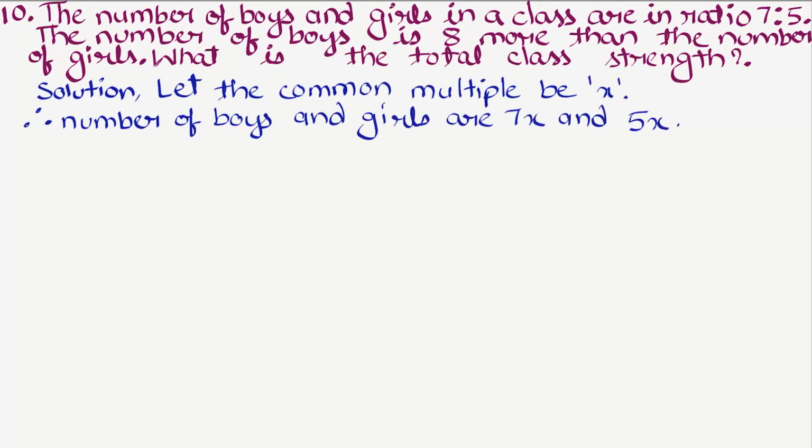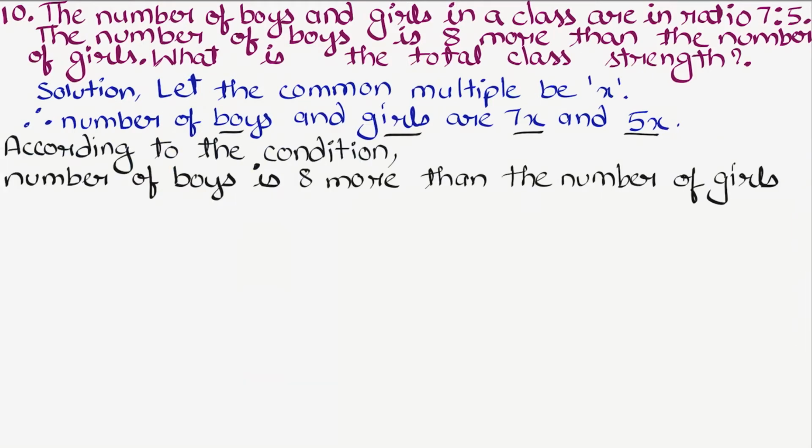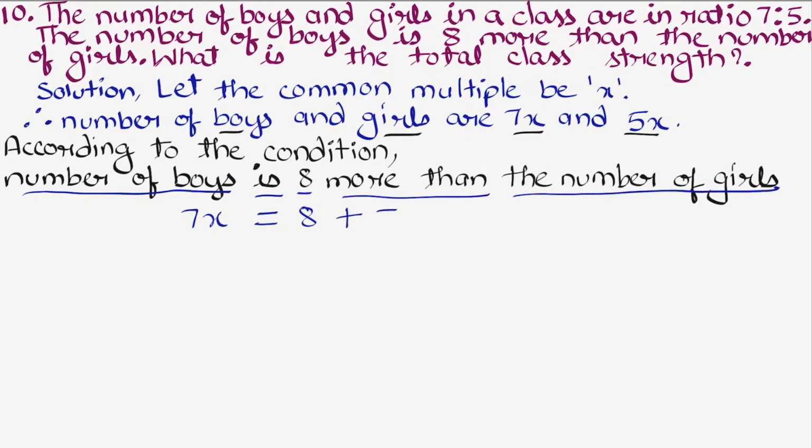So according to the question, let's have a look at the statement with the help of which we are going to create the linear equation. Now, the number of boys is 8 more than the number of girls. As we have the number of boys as 7x in the form of a variable, is means equal to, 8 more than means plus, the number of girls, that is 5x. Now we have framed the linear equation.